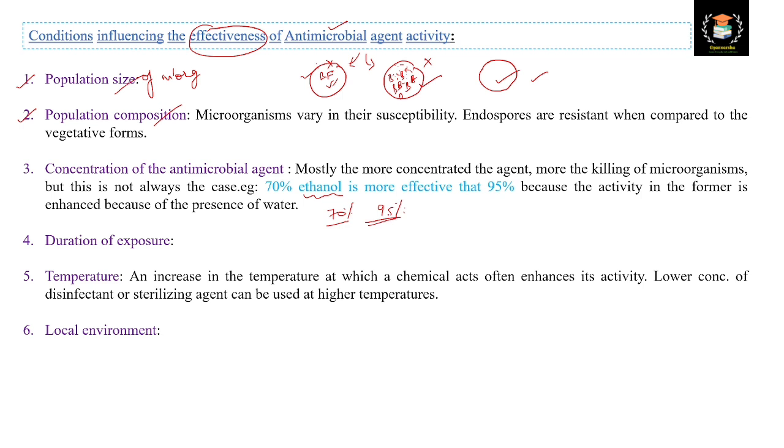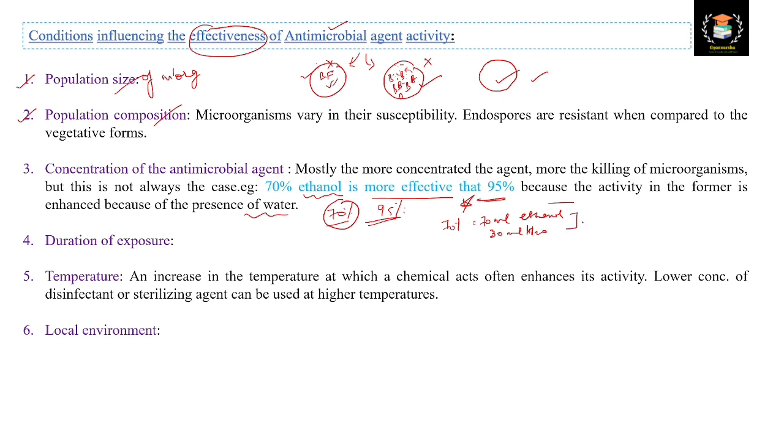Why so? This is because 70% ethanol is more effective than 90%. You have to remember this. Why? Because the activity in the former, the 70% ethanol, is enhanced by the presence of water. 70% ethanol is what? It is 70 ml of ethanol and 30 ml of water.